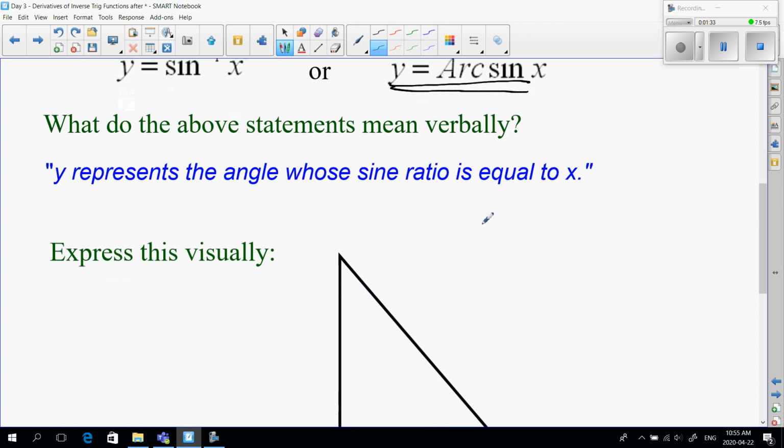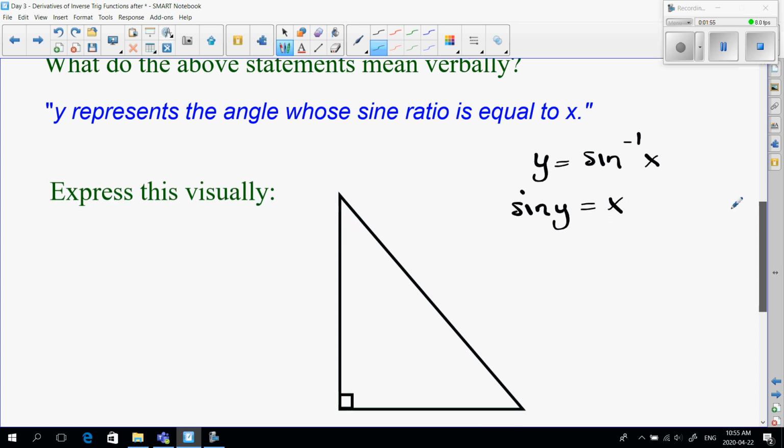We are more used to seeing it written like this. So when you see y equals inverse sine x, we can rewrite that expression as sine y, the sine of angle y, is equal to x. And we can actually come up with a diagram to express this visually. If there's no denominator written under the x, it's understood to be a 1. And we know that the sine trig ratio involves the opposite side over the hypotenuse.